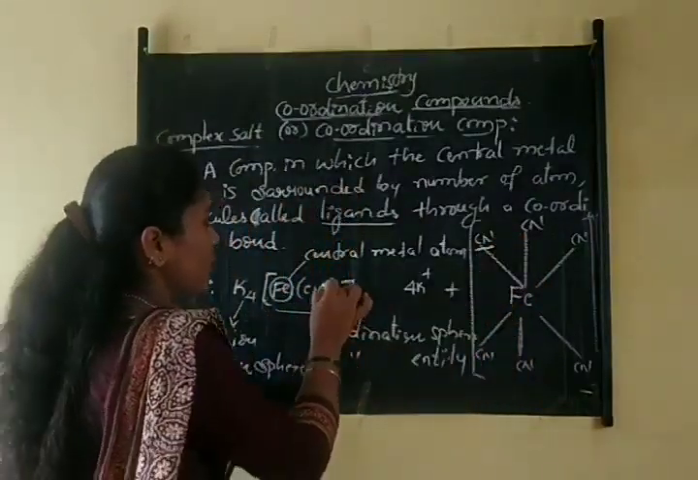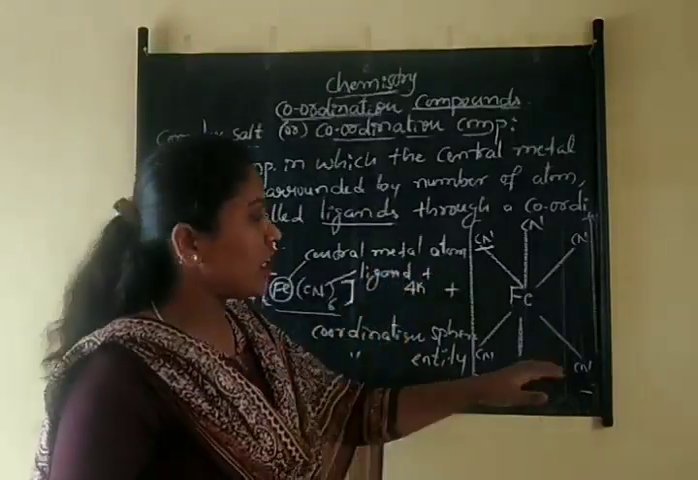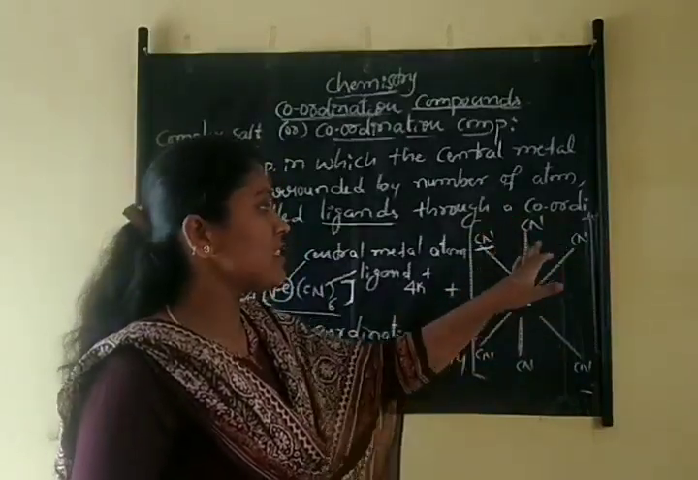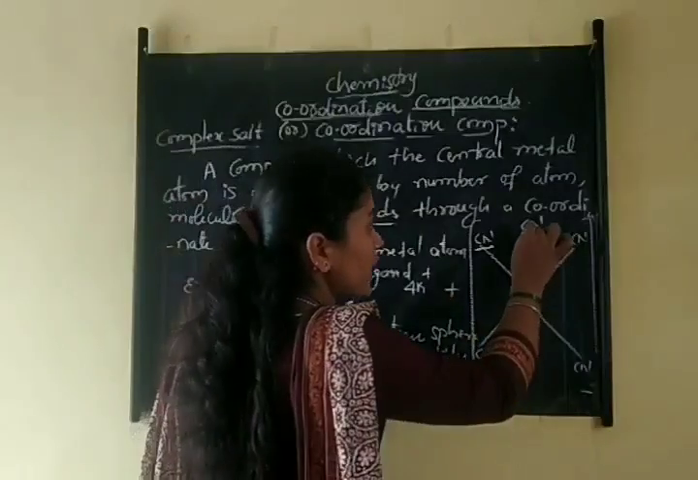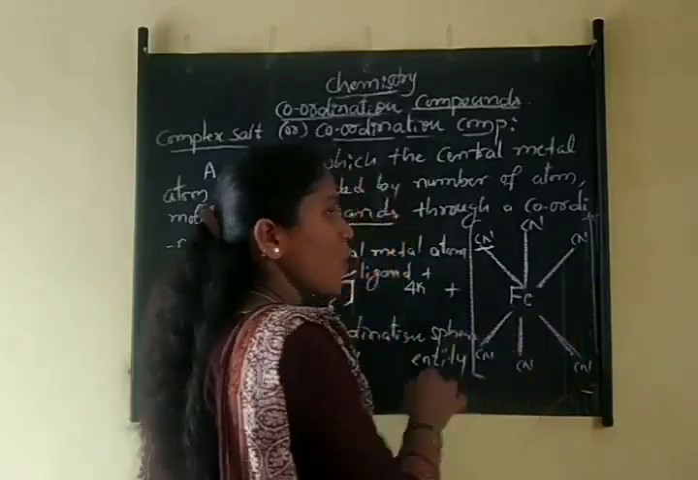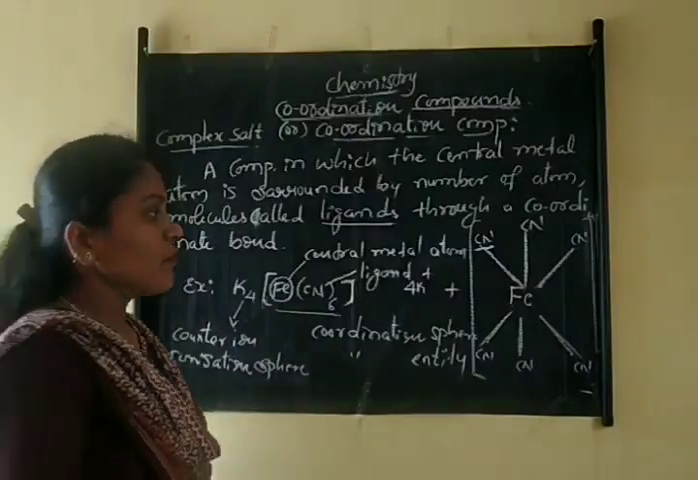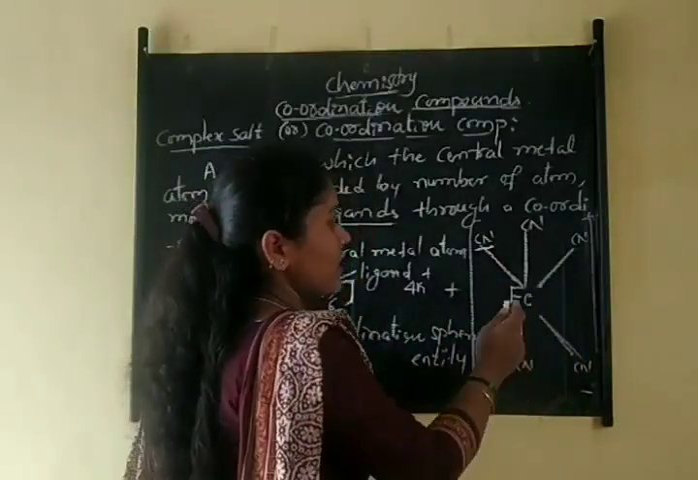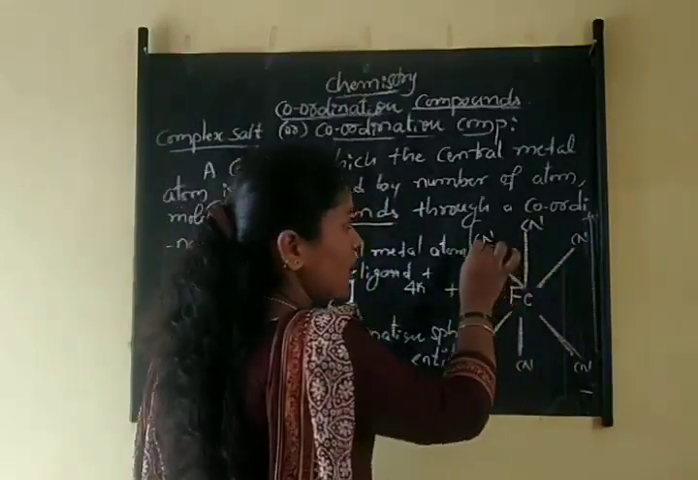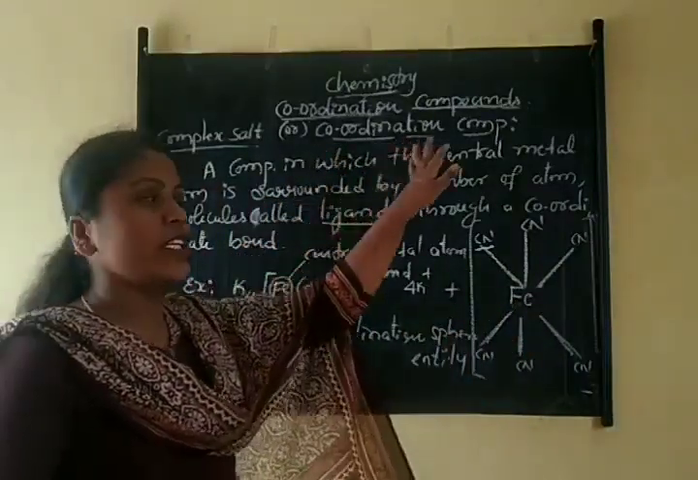Here we call cyanide a ligand. These are the compounds in which the central metal atom is surrounded by molecules, atoms or ions, called ligands, through a coordinate covalent bond or coordinate bond. That is called a coordination compound. So the coordination compound definition is: compounds in which the central metal atom is surrounded by atoms or molecules called ligands through a coordinate bond.